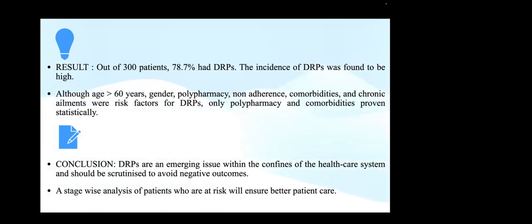And a stage-wise analysis of the patients who are at risk will ensure better patient care. So the conclusion is DRP is an emerging issue. So that is the only reason why we are studying drug related problems today. Let's get into it. The very first and foremost, polypharmacy. Now that is the main issue.